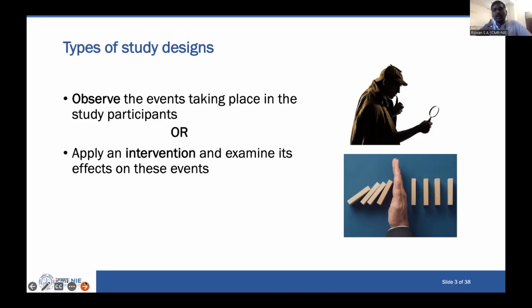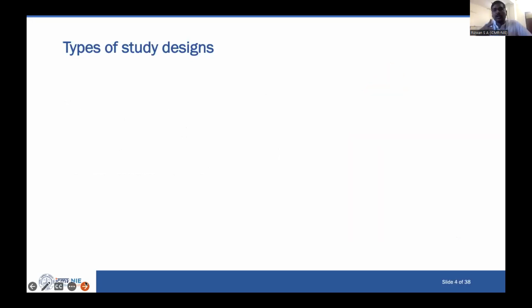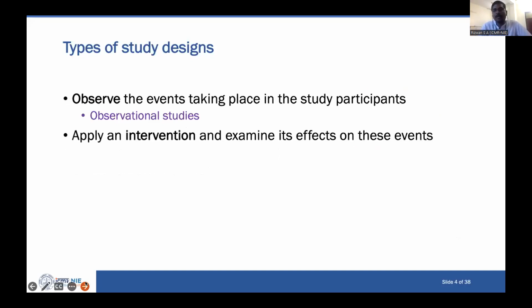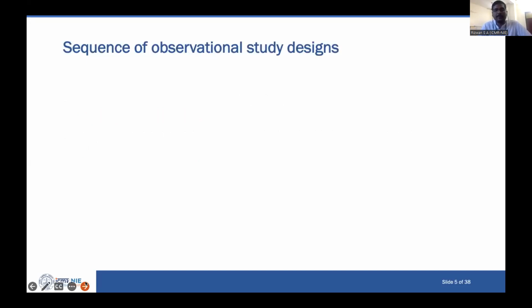So based on this particular phenomena, we can divide the study designs into either observational studies, where you are only observing the study participants, whatever is happening naturally without any intervention. The second situation is where you apply an intervention. Those are called experimental studies. So your classical clinical trials, randomized control trials, all those will come under the second part. Today, what we are going to see is exclusively observational studies.